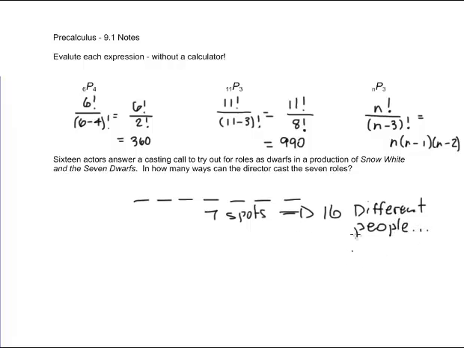So basically what we're looking at is how many ways can we choose 16 people to fit into 7 spots, which is going to be 16 factorial over 16 minus 7 factorial. Which means that there are 57,657,600 different ways to cast those 16 people.